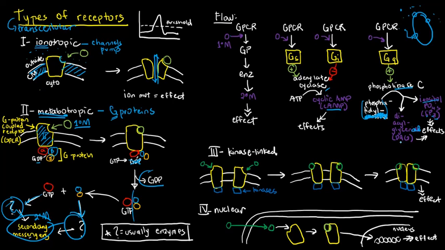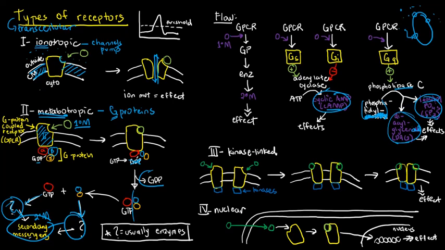Though most of the time it's abbreviated as DAG. So we could say that Gq stimulates phospholipase C to produce the secondary messengers IP3 and DAG, which will give us the effects that we will be studying in the future. Okay, so for Gs and Gi, our secondary messenger is cAMP. For Gq, our secondary messengers are IP3 and DAG.